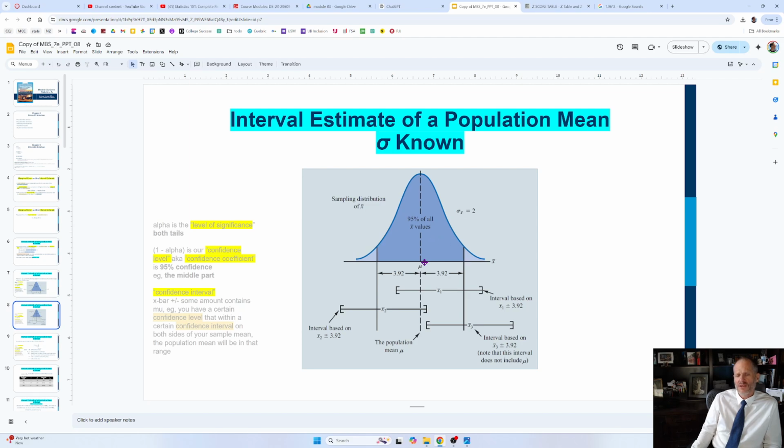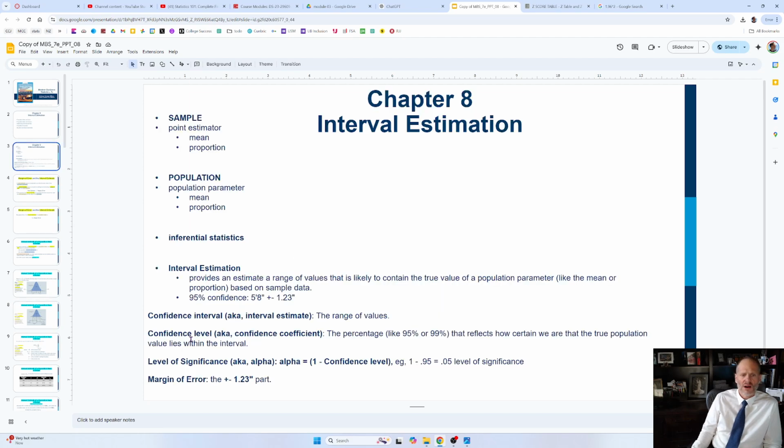Right? And we're really interested in that 1.96 because going 1.96 standard deviations gives us this point, right? 1.96 times our standard deviation, so almost like 2 times the standard deviation gives us this point, and negative 1.96 times the standard deviation gives us this point. So that gives us our interval estimate or our confidence interval.